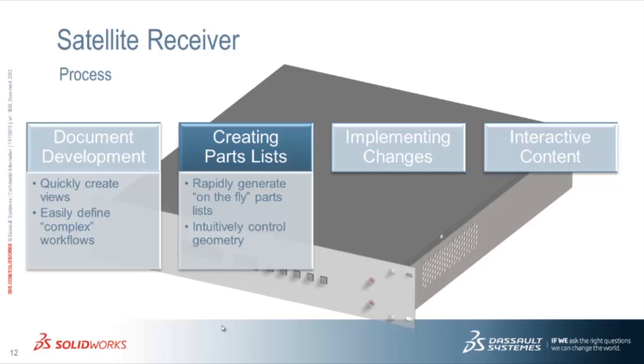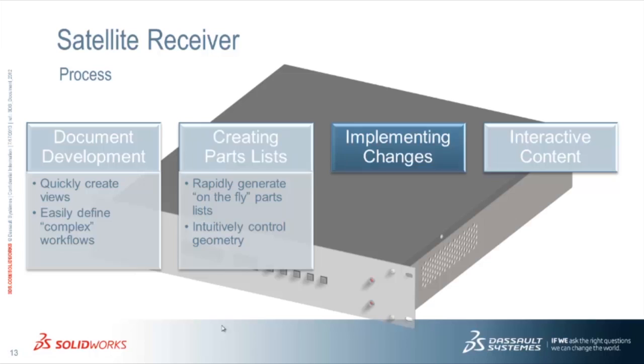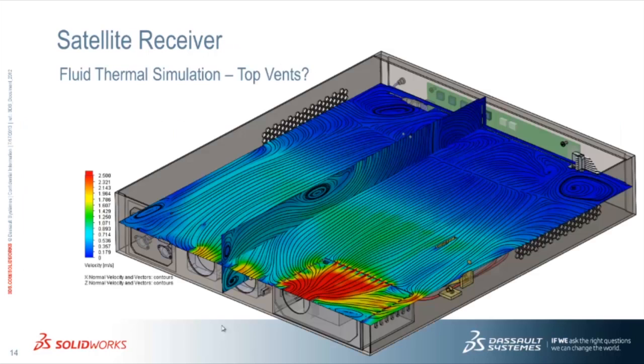So the next thing to talk about is implementing change, right? So what happens when it comes time, you created this whole document and now engineers come back, they've made a change. In this case, we've run some flow analysis. It turns out that those top vents that you saw in the geometry actually create worse airflow condition than if they weren't there at all, right?